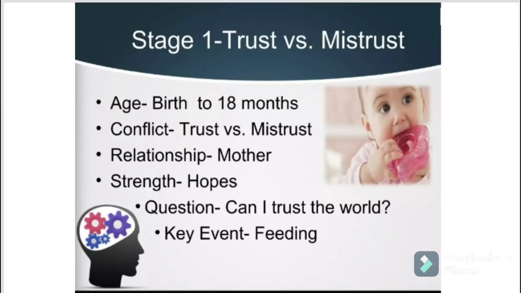Stage 1 is trust versus mistrust. Its age group is from birth to 18 months. You need to remember the names of the stages, the number of stages, and the associated age group with the stages, because in the exam they will ask you about the age group and the stage associated with the age group.